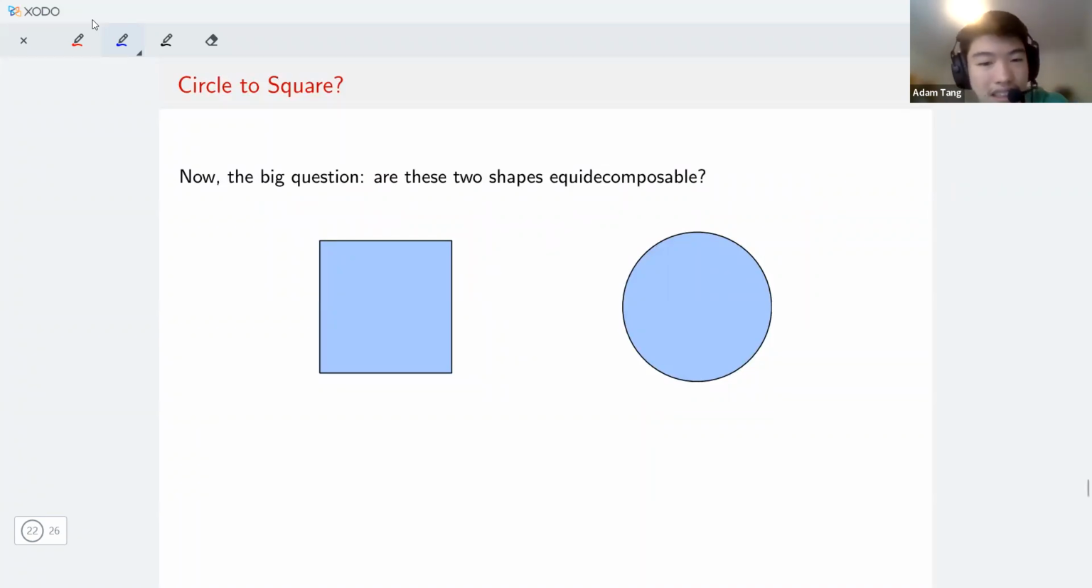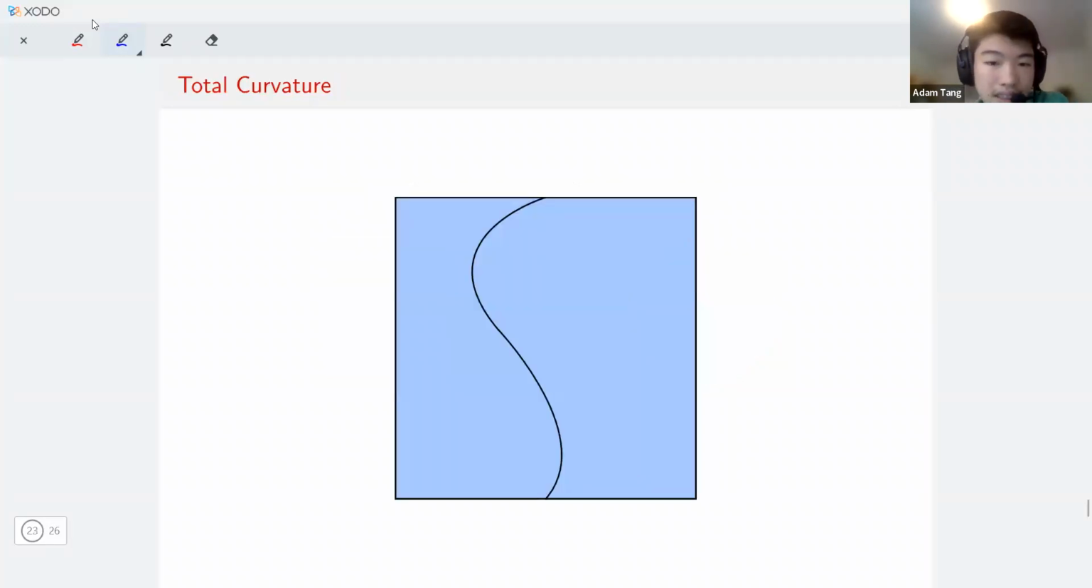But let's just consider how this is going to work. Are these two equidecomposable? Can we divide this into pieces such that the square becomes a circle, or vice versa? You should probably stick to normal cuts, as in finitely many, finitely long cuts. So that is our constraint. And it turns out, with a bit of thought, that the answer is no. Let me just show you a quick demonstration of why this is impossible.